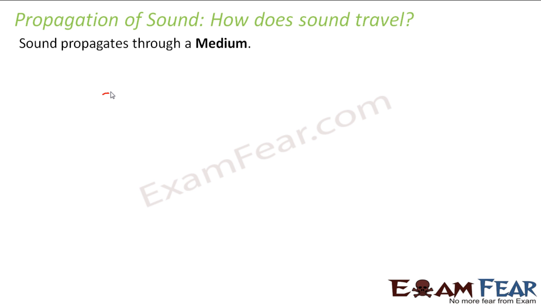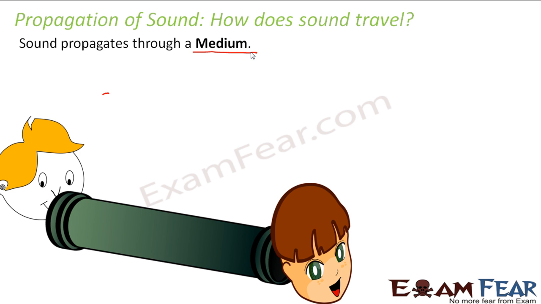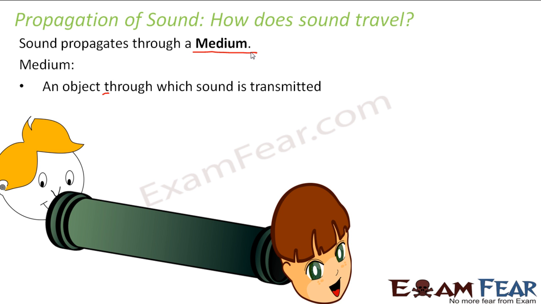Sound propagates through a medium. So again you have a new term here: medium. What is this medium through which sound will travel? Let us look at some examples. Before that, let us try to understand what a medium is. It is an object through which sound is transmitted. That means in order that sound is able to reach from one point to another, you need some object which will carry the sound. That object is nothing but the medium.